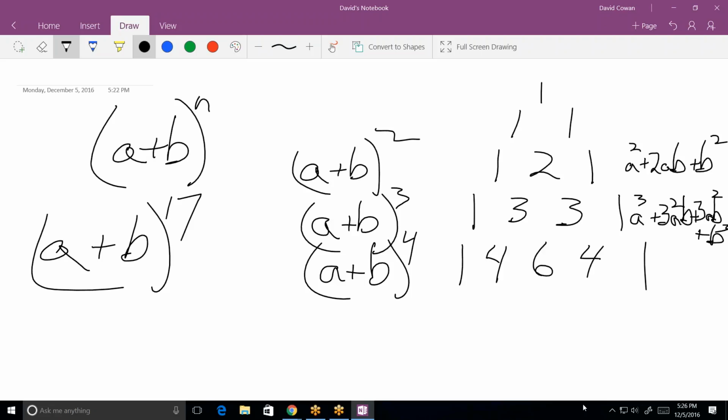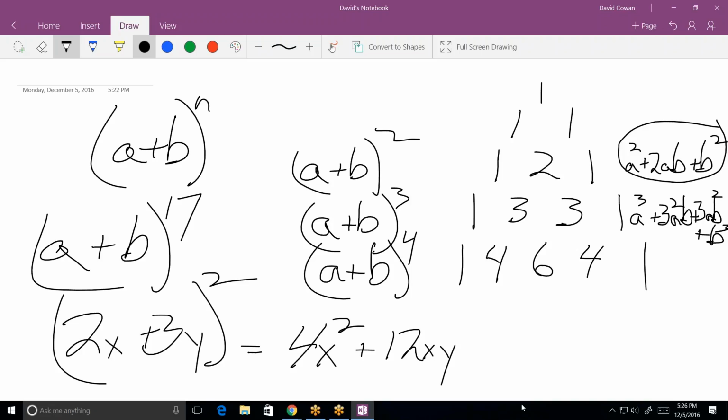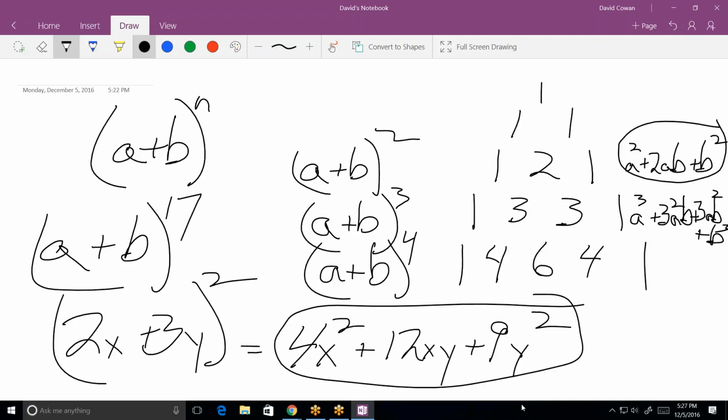And it's not just for a plus b. What if I had 2x plus 3y that I wanted to square? Well, I know that it's that, but a is 2x. So 2x squared would be actually 4x squared. And then 2 times a times b is 12xy. And then b squared is 9y squared. So no matter what your binomial is, even if it's a complicated expression, you can use this binomial expansion and Pascal's triangle to figure out all of these coefficients.